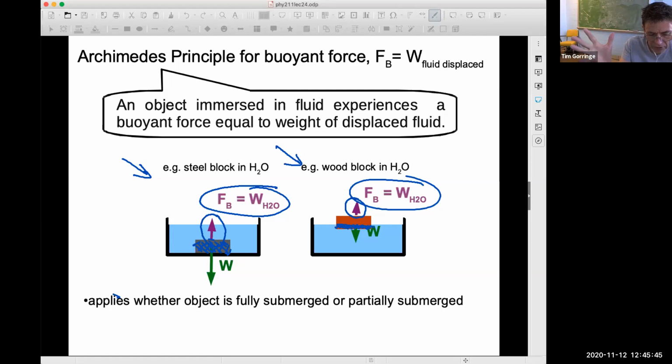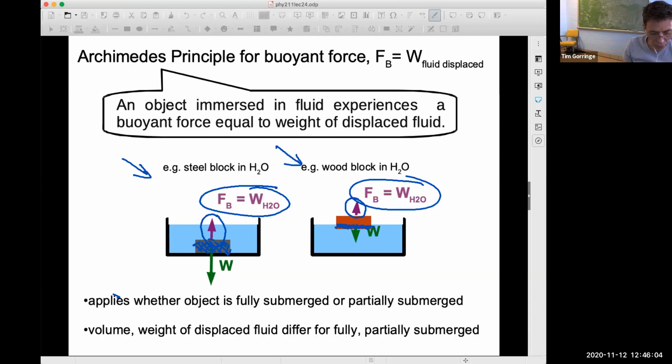So this principle, Archimedes' principle, that the buoyant force is equal to the weight of water displaced, applies whether or not the object has sunk or the object floats. So that principle is true for both the wooden and the steel blocks. That's important. It's a principle that applies whether the object is fully submerged like the steel block or just partially submerged like the wooden block. An important difference though is, as I say, when the steel block sunk, it displaced its entire volume. When the wooden block floated, it displaced a fraction of its volume. So that is a difference.